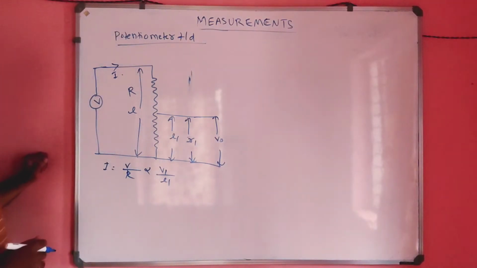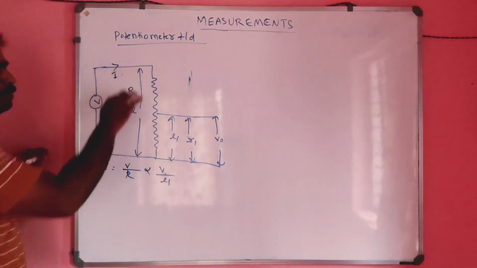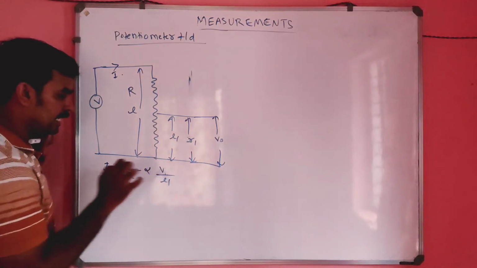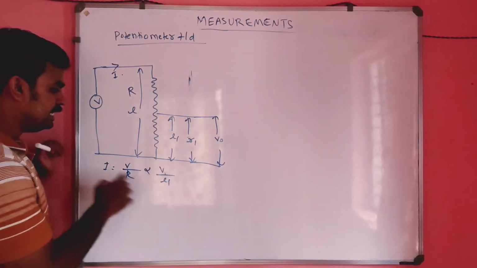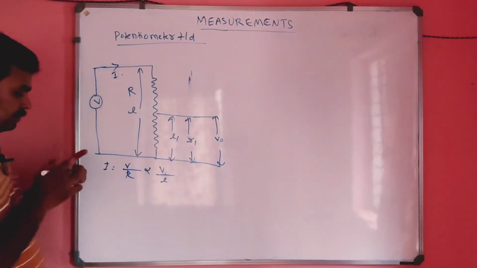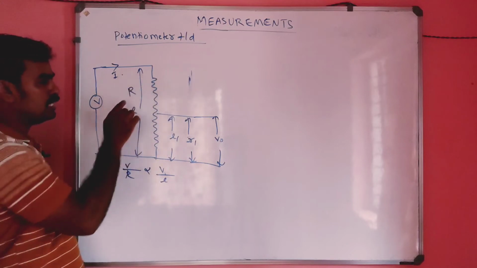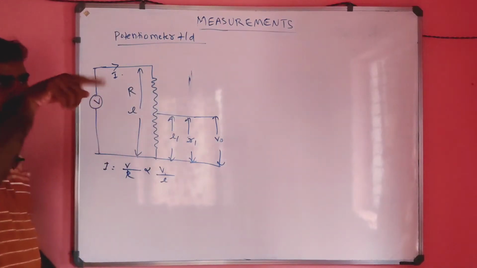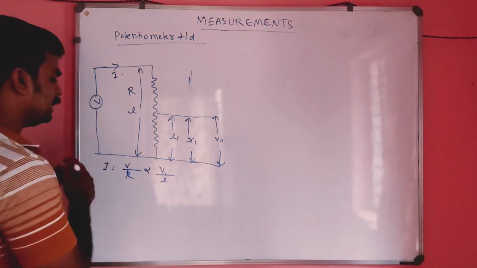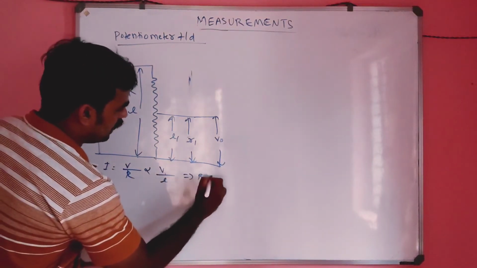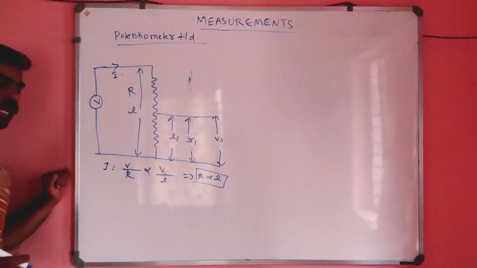I is equal to V by R. So I can write I proportional to V divided by L, because for L length the resistance is R. So R and L are directly proportional. R is equal to rho L by A. So R and L are directly proportional, which implies R proportional to L. Correct?